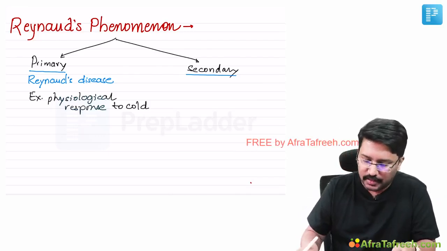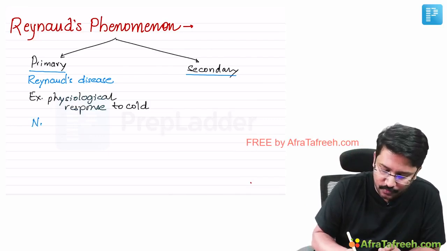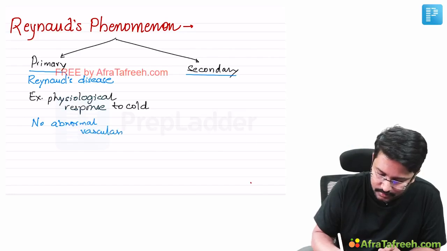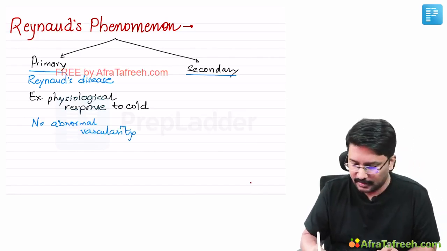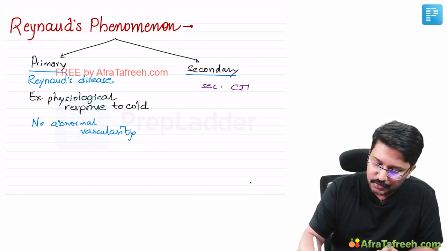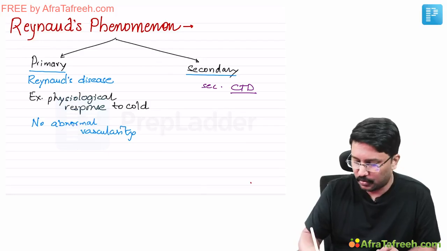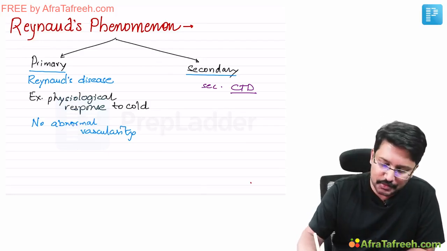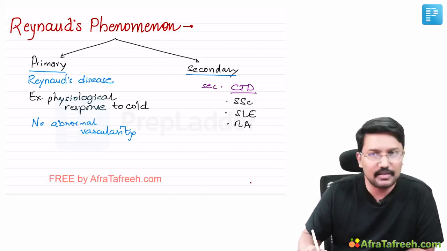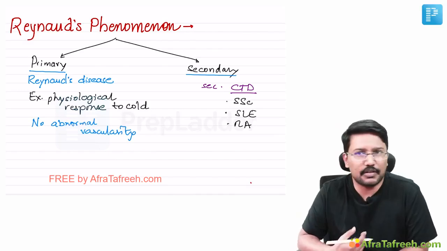So we don't have any vascular abnormality. So there is no abnormal vascularity, right? That is Raynaud's disease. In case of secondary, it could be secondary to connective tissue disorders, right? And when we talk about connective tissue disorder, I think the first thing that should come to our mind is obviously systemic sclerosis. Other than that, patients with SLE, rheumatoid arthritis, they all can experience various connective tissue disorders.